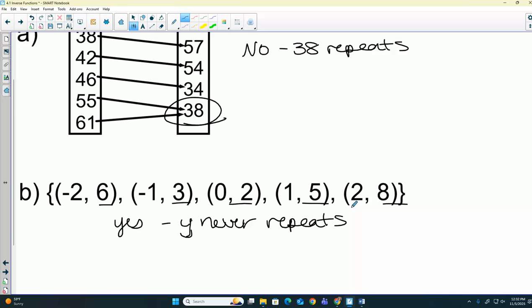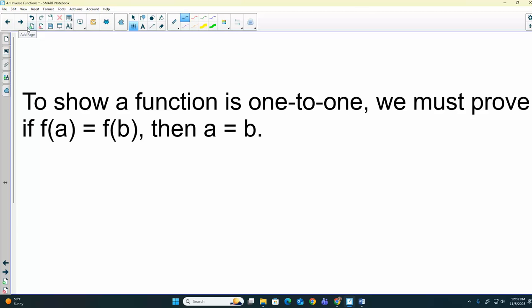Okay, if we are stuck with an equation instead of a mapping or a set of ordered pairs or a graph, we have to have another method, an algebraic method of deciding if it's one-to-one. We can't just plug it in a graphing calculator and look at the graph, because we don't have graphing calculators. So we have to understand what it means. If y never repeats, then if I put in two x's, I have to get two different y values out.